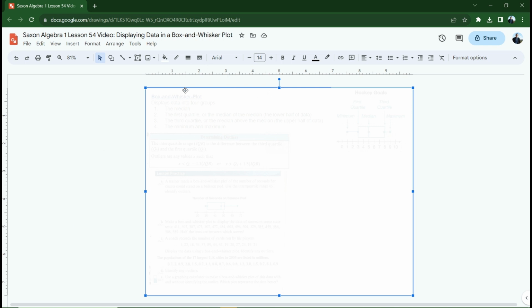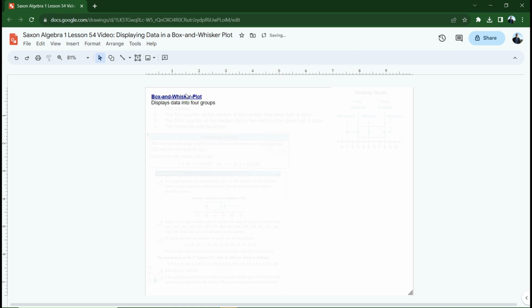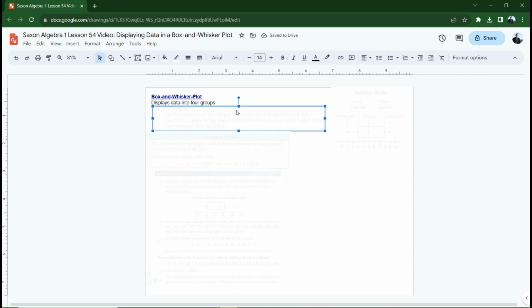A box and whisker plot is something you may have heard of before, but maybe not. It's not like a super common math topic, but it is really useful. And here's what it does. It displays your data by breaking it up into 4 different groups. First of all, it breaks it up so that you can see exactly where the median of your data is.